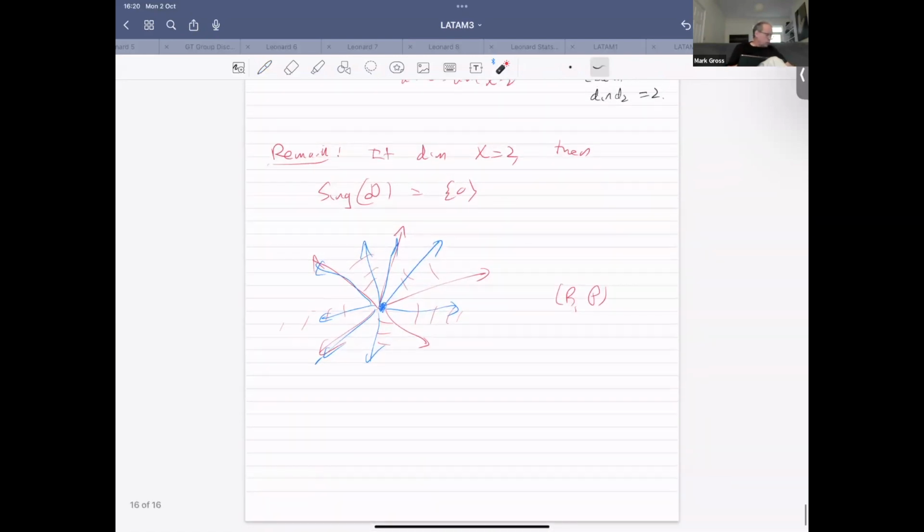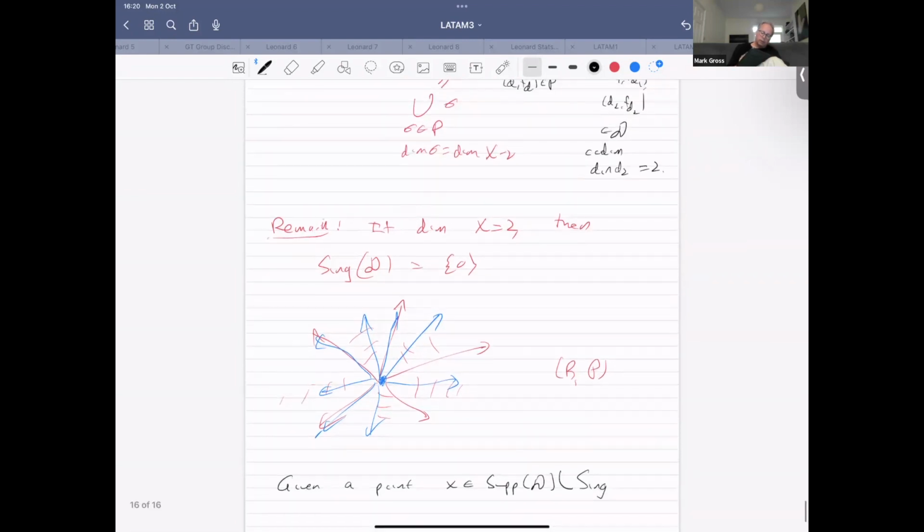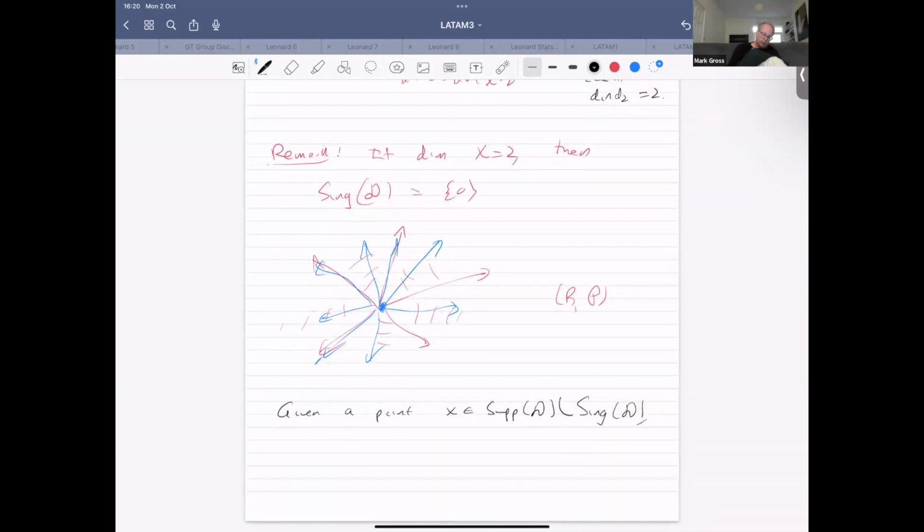Okay, now a little bit more information, a little bit more notation. Given a point x in the support of D, but not in the singular locus of D, define f_x to be the product over all (d, f_d) in D, with the point x being in d, of the corresponding function f_d.